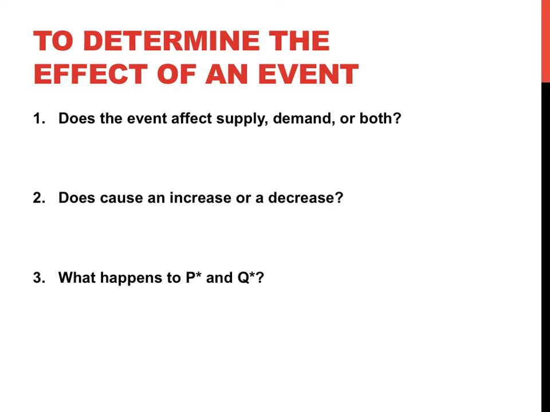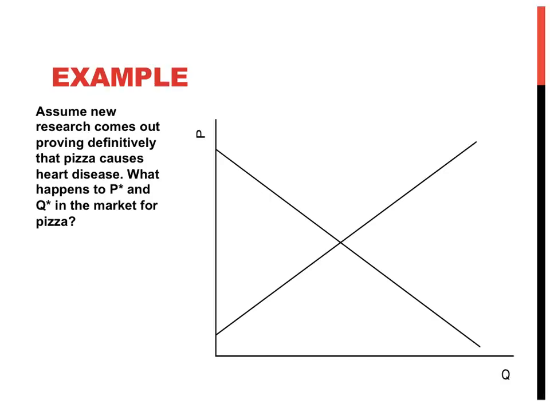So let's try some examples. Okay, so let's assume that new research comes out proving definitively that pizza causes heart disease. What happens to the equilibrium price and quantity in the market for pizza? So the first thing we want to do is label our supply and demand curves, and this is our market for pizza.